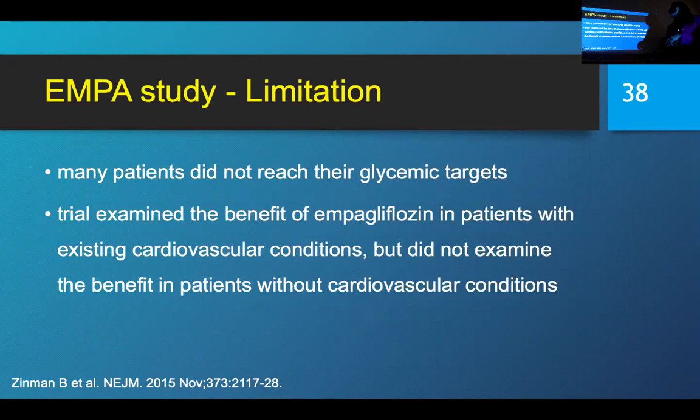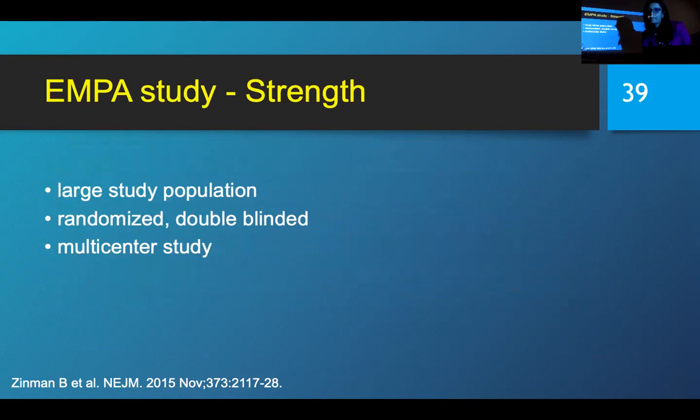However, as I discussed earlier, the limitation is that many patients did not reach their glycemic goal. And also the trial examined the benefit of empagliflozin only in patients who have existing cardiovascular disease, not in patients without any cardiovascular disease. They did not investigate these patients. The strengths of the study: it included a large study population. It was randomized, and it was a multi-centered study.